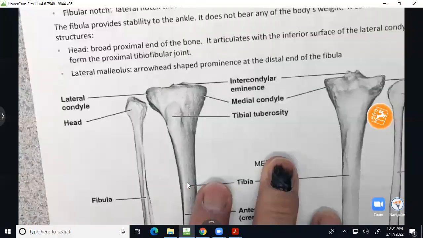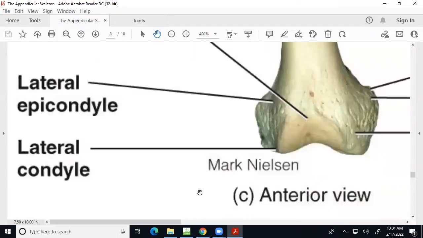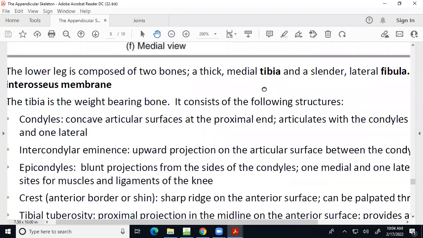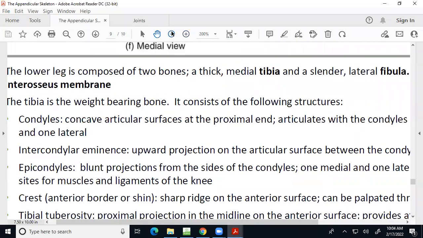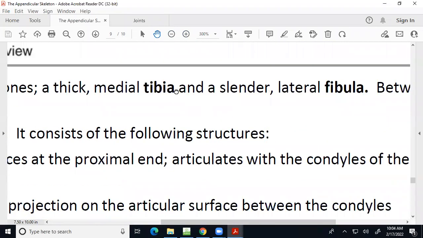Okay, let's talk tibia and fibula. So we saw a lot of similarities between your upper arm and your upper leg. We're going to see a lot of similarities between your forearm and your lower leg now. Your forearm, where the ulna and radius are located, has two bones. We have two bones in our lower leg. Medial tibia, lateral fibula.